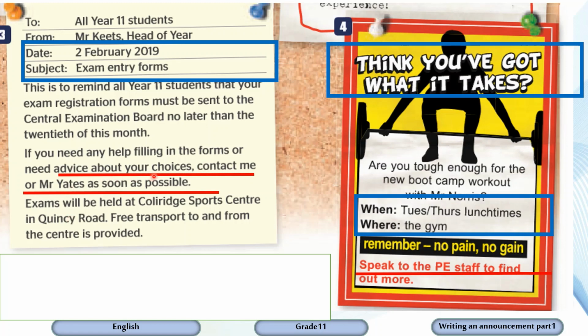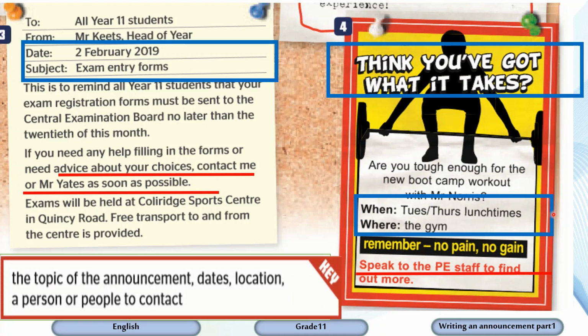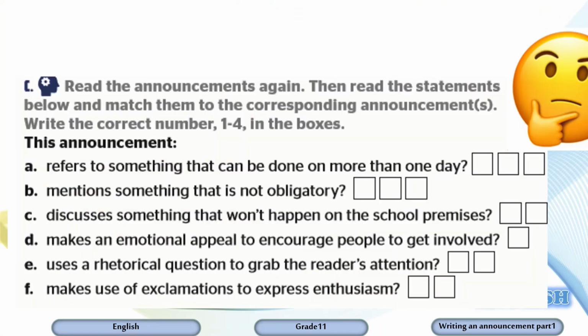If you need advice about your choices, contact me or Mr. Yates as soon as possible, or speak to the PE staff to find out more. So these are the people to contact. Okay, so the topic of the announcement, dates, locations, and the person to contact are the common details between the 4 announcements. All right, now let's move on to activity C.